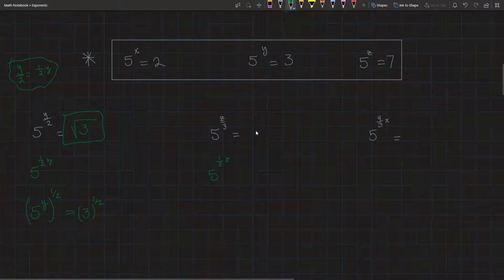Oh, that's bad z. Okay, that's better. We're just going to keep that as 1z. And then that's the same as 5 to the z to the 1/3. And what's 5 to the z? It is a 7. So 7 to the 1/3.